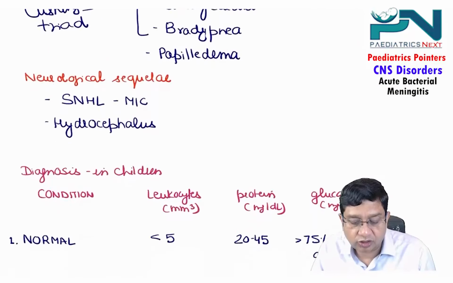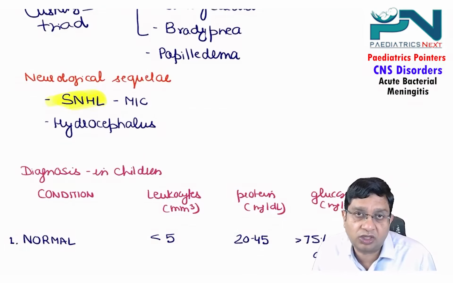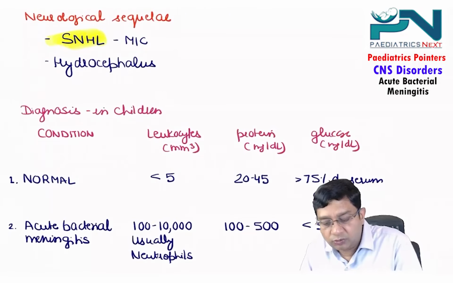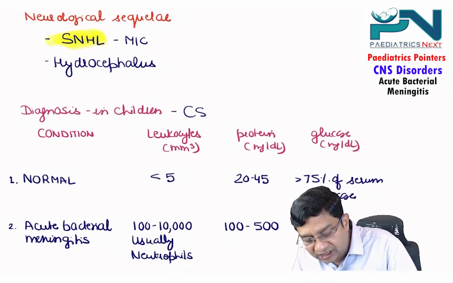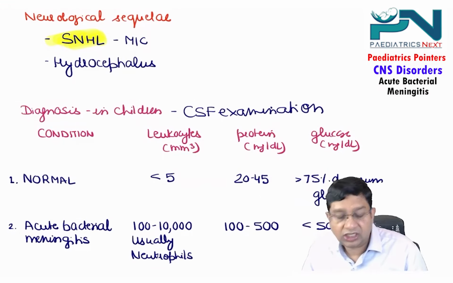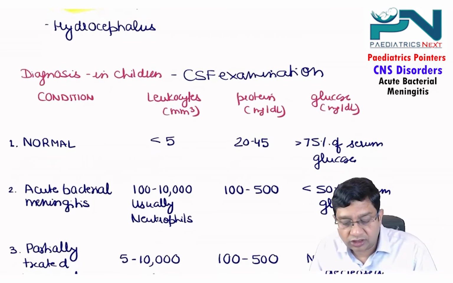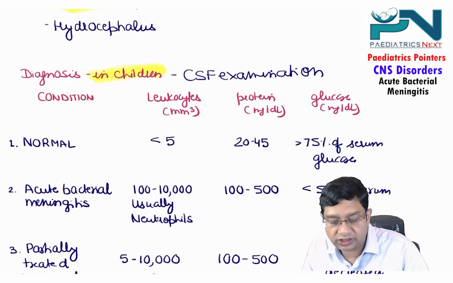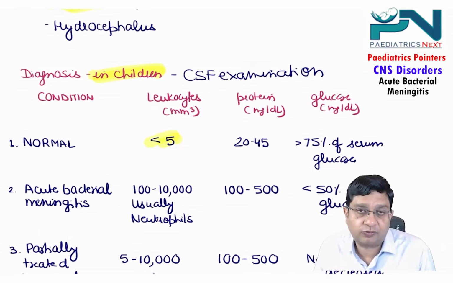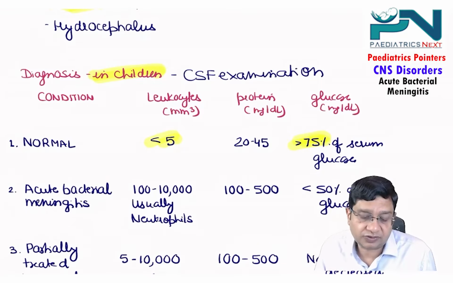Regarding neurological sequelae, the most common long-term problem can be sensorineural hearing loss, and there can also be hydrocephalus. If you want to make the diagnosis, you basically need to go for the CSF examination. In the CSF examination, we are mainly looking for the number of cells, the sugar level, and the protein level. We are talking here about diagnosis in children, not in neonates. In children, normally the cells are less than 5, the protein is 20 to 45 milligram per deciliter, and the glucose is more than 75% of serum glucose.